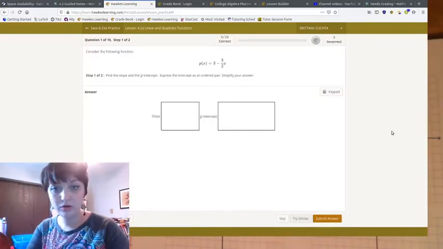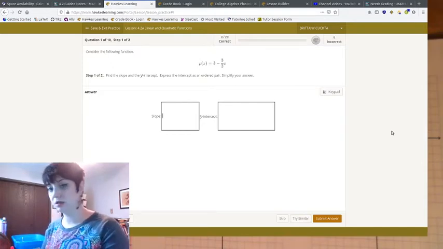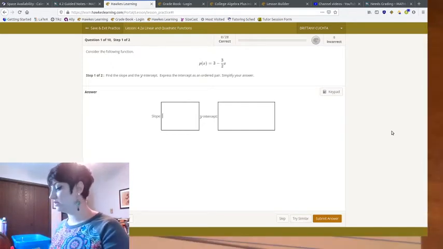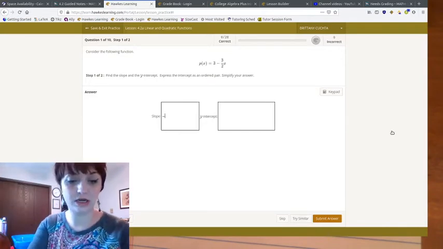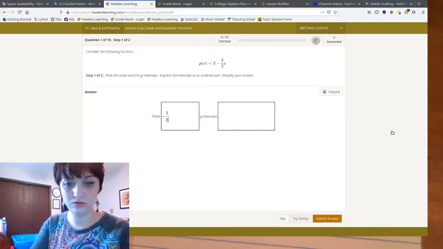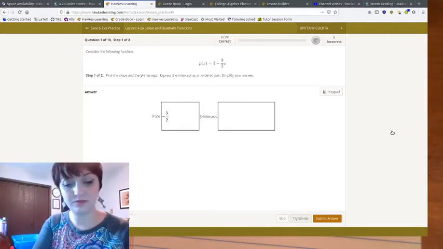Now when you go in to do this in HAWX, you've got p of x is 3 minus 3 halves x, find the slope and the y-intercept. Okay, we just did that, so my slope is negative 3 over 2. My y-intercept is 0, 3.